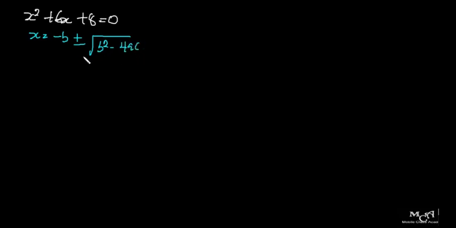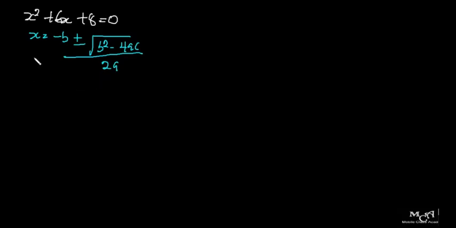And what is our example 1? Our example 1 is x squared plus 6x plus 8 equals 0. We are to use the quadratic formula to solve this expression. The formula we are going to use is x equals minus b plus or minus the square root of b squared minus 4ac, all over 2a.